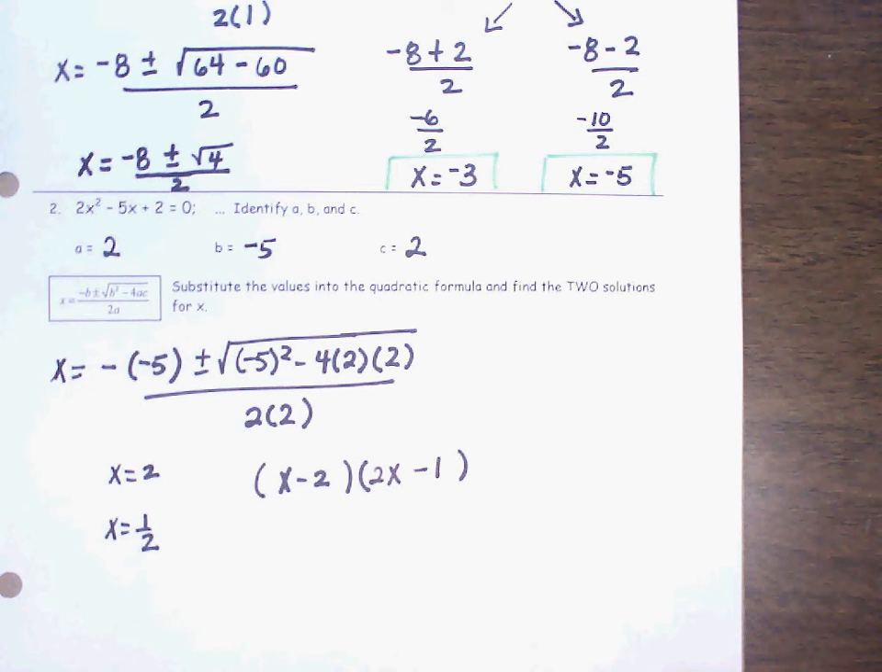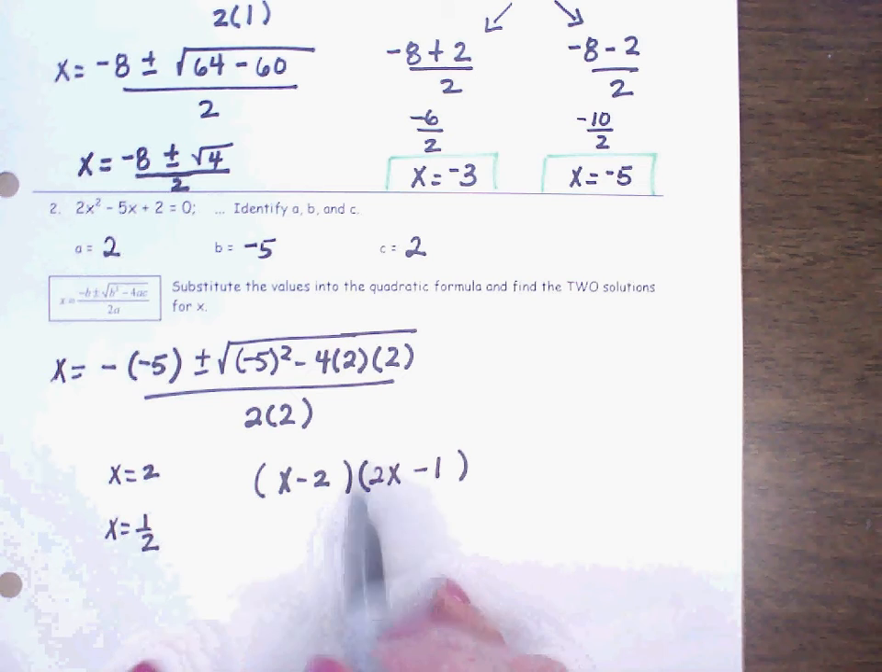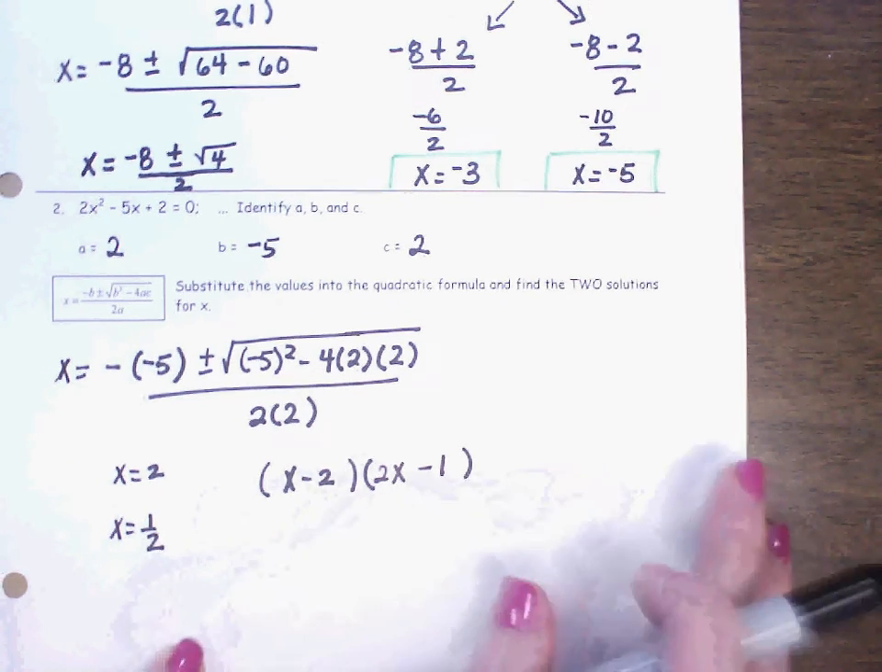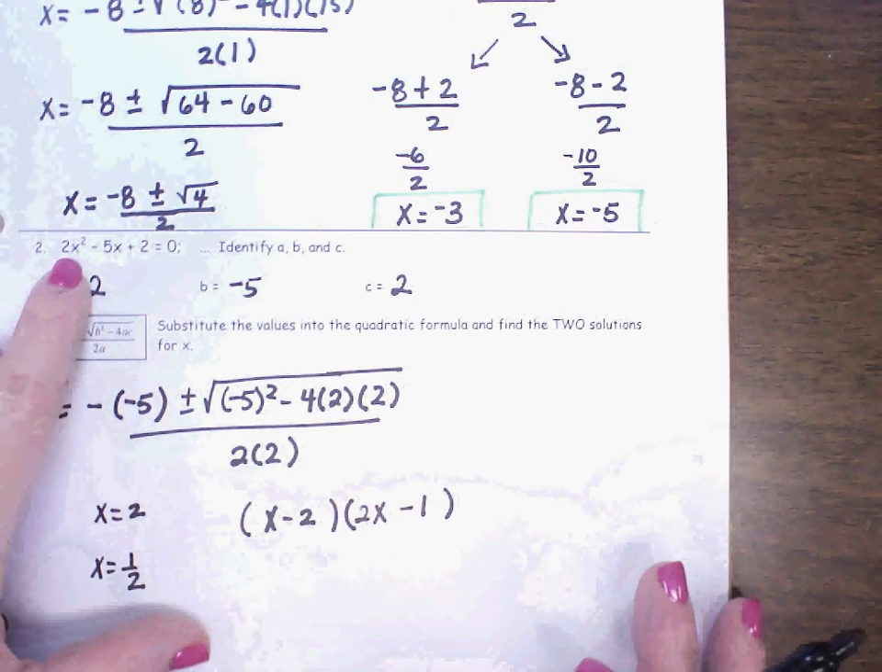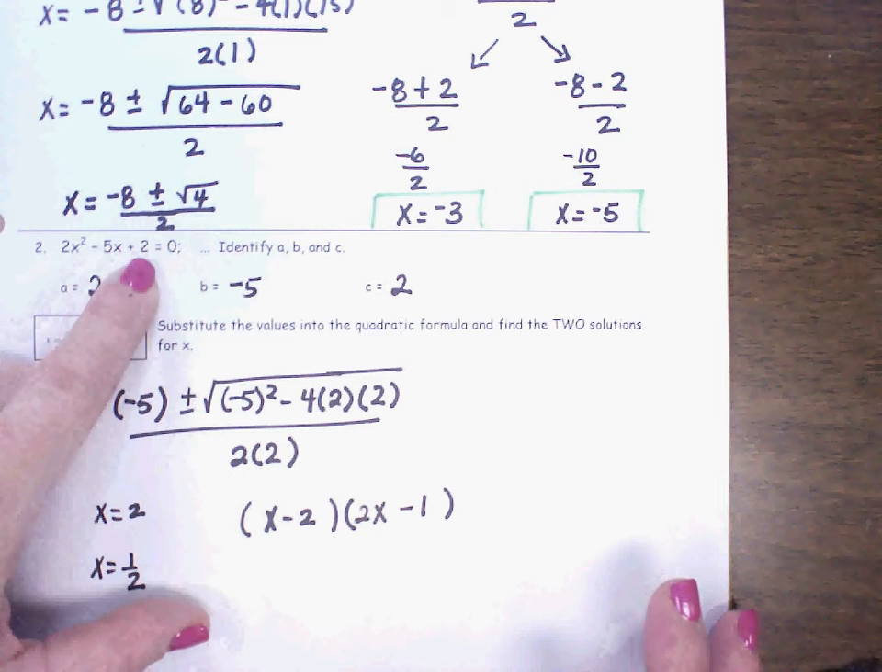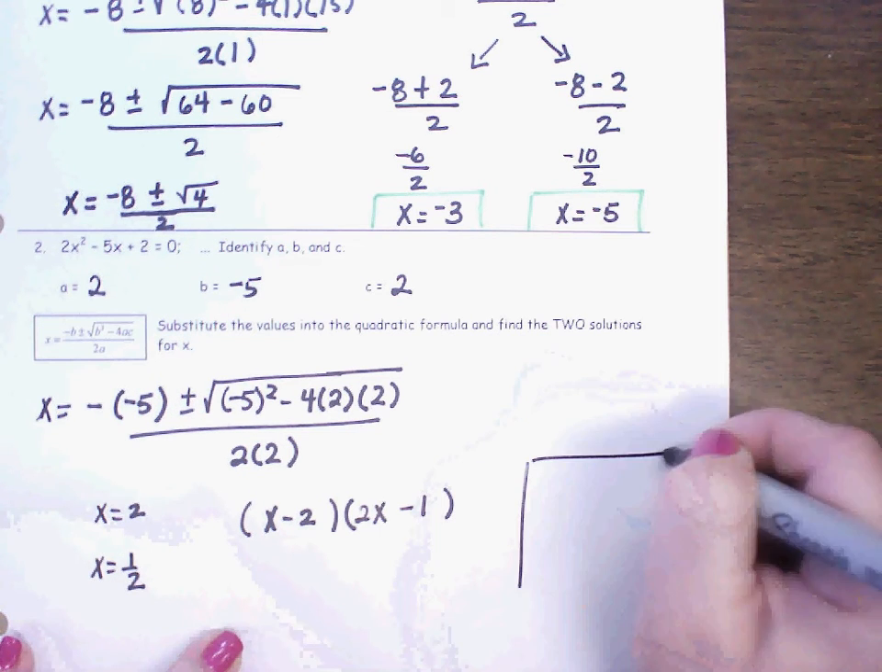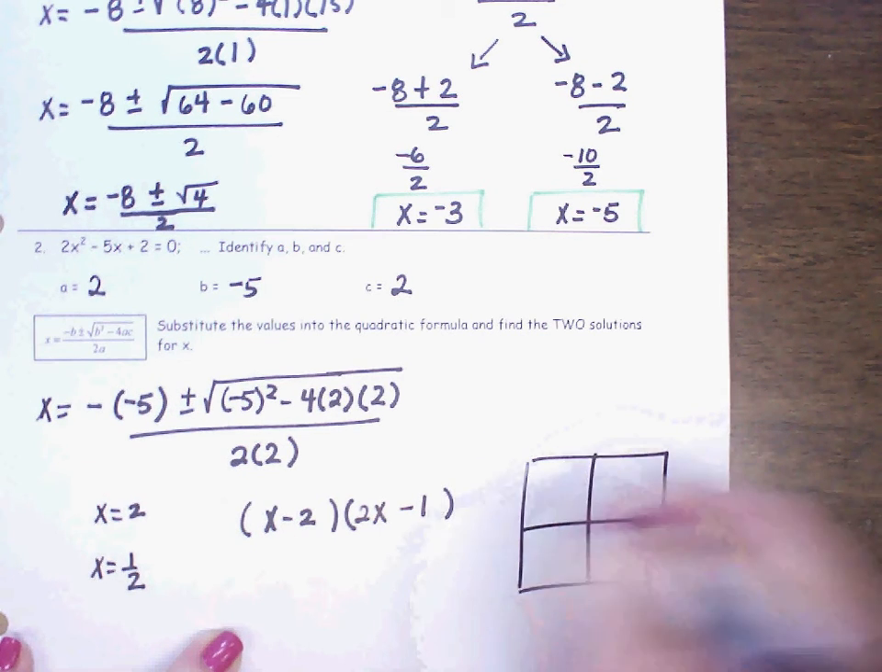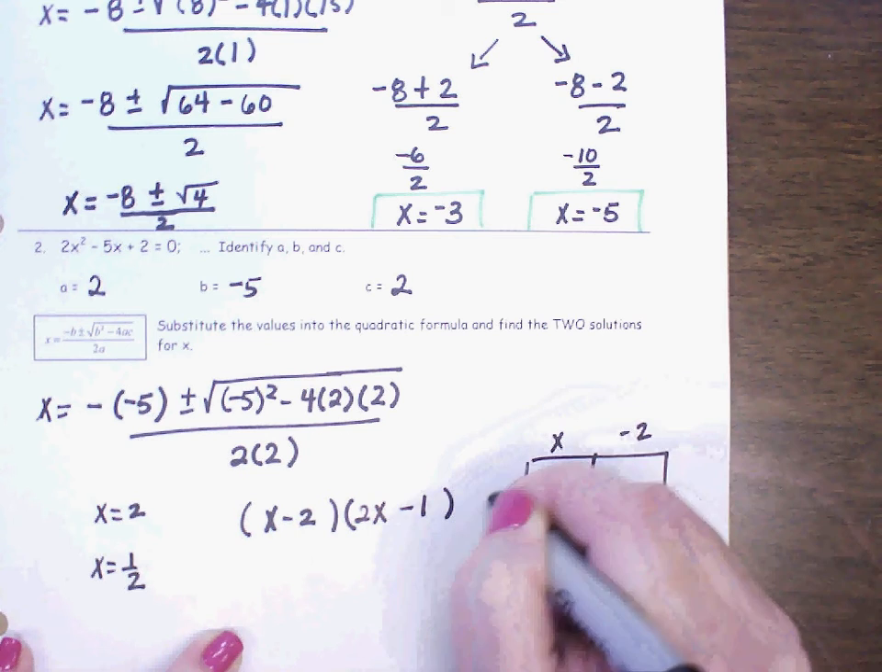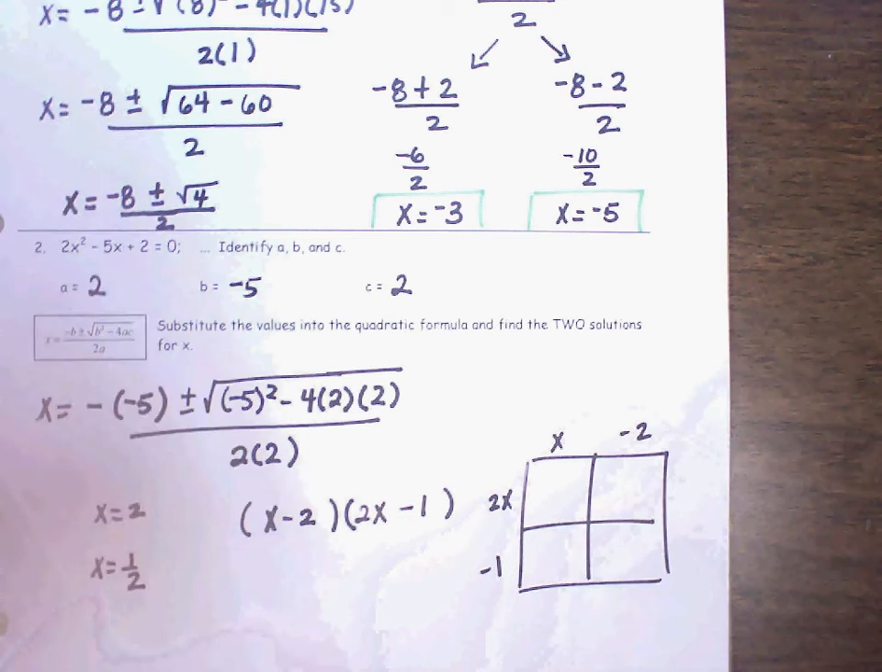50 points, Gabriel, because you were the one that was able to see that really quick, because that's hard to see, right? And when I multiply those two, if you do the box, you should get 2x squared minus 5x plus 2. I'm going to go ahead and do the box real quick so that I can show you that these, in fact, are my factors.